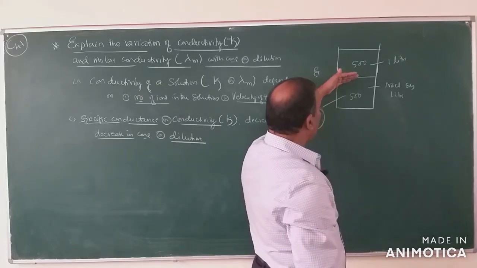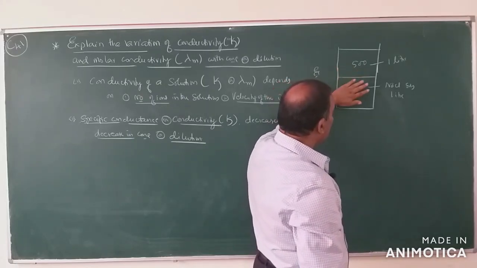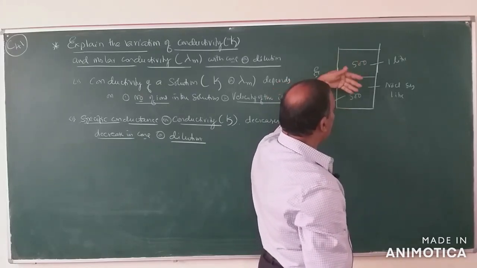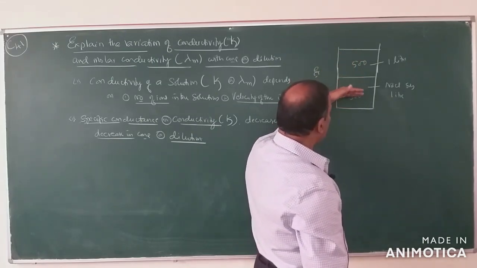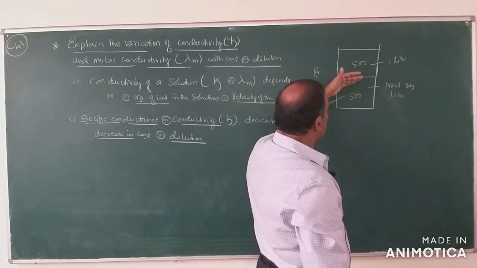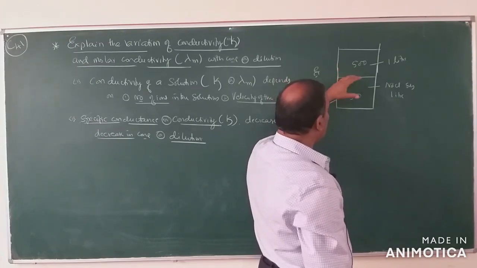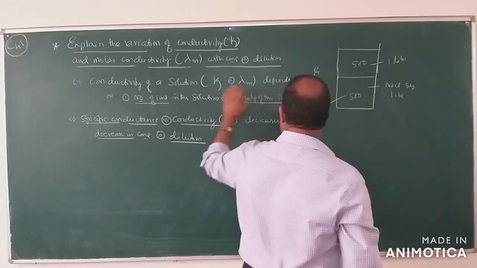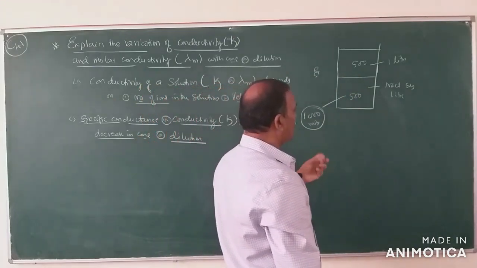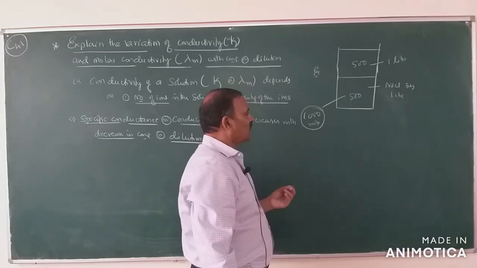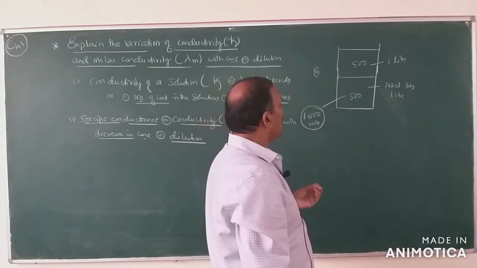Therefore, the number of molecules or ions decreases by dilution. So, when the number of ions decreases, the concentration of the solution decreases. When the number of ions decreases, conductivity also decreases, because the first factor which influences conductivity is the number of ions.